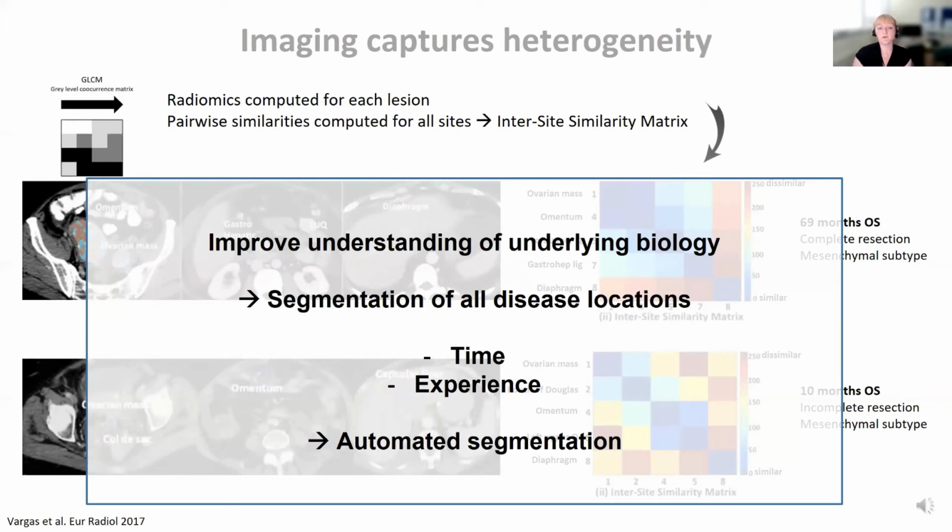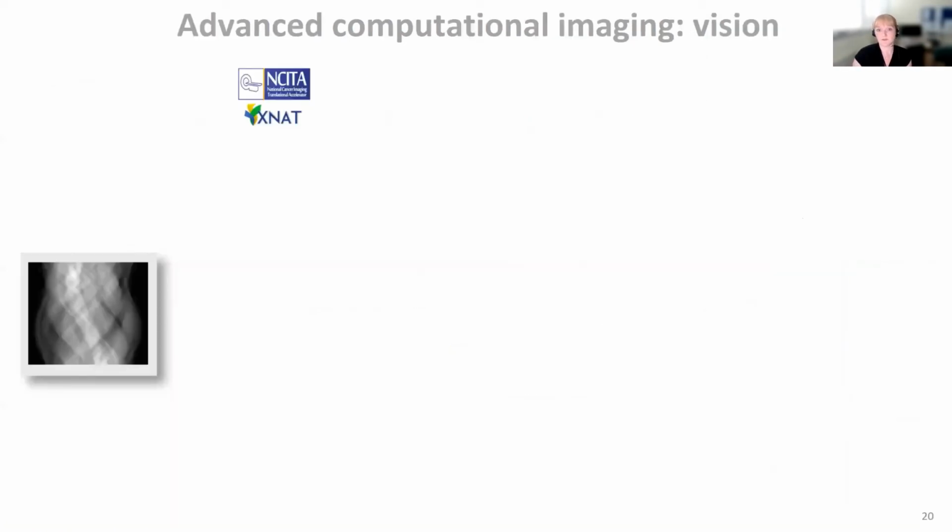However, we need to improve our understanding of the underlying biology, the biology that explains those textural features that we compute. For all these studies, again, we need a segmentation of all the disease locations. Automated segmentation makes this a lot easier and facilitates research on larger data sets as compared to manual segmentations.